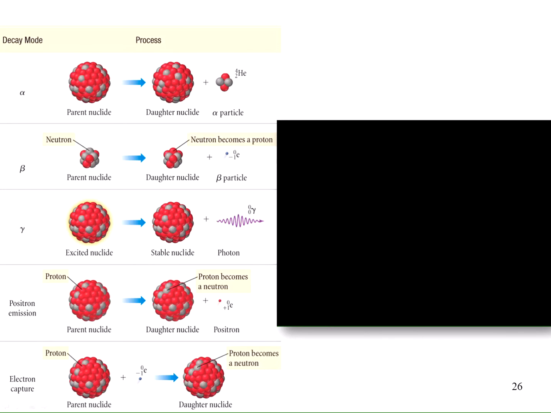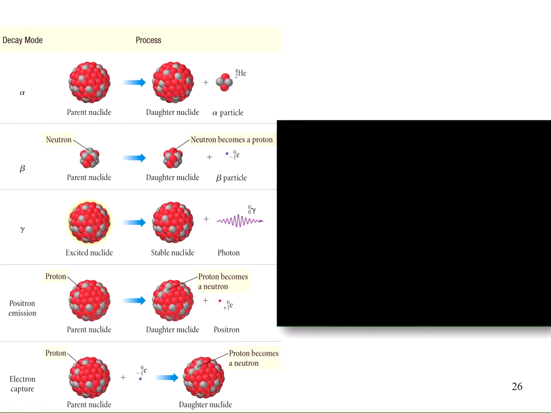So this just summarizes the different types of decay. An alpha decay, remember, produces an alpha particle, and an alpha particle is just a helium nucleus. And then we have a beta decay, where a neutron becomes a proton. We have gamma emission, so you're just releasing energy. So it's an excited nuclide. It's very excited, has lots of extra energy, and that energy is released as gamma radiation, and that produces a more stable nuclide.